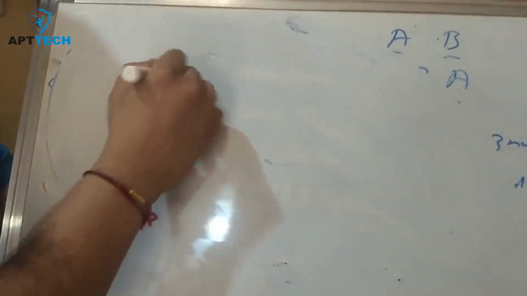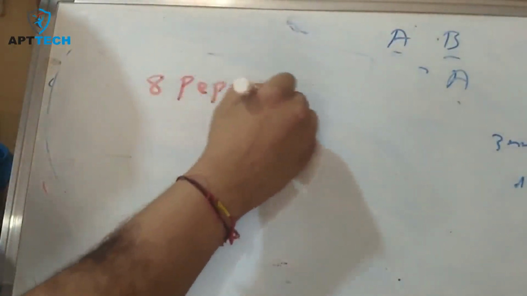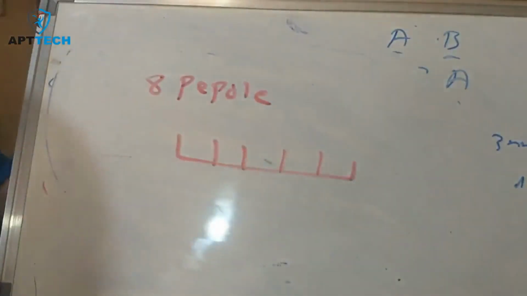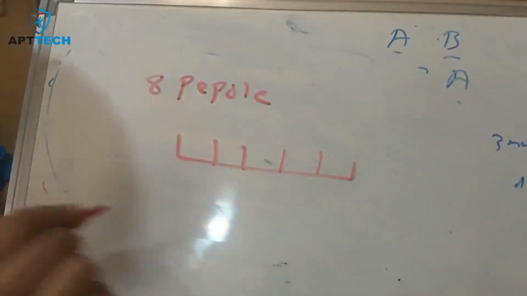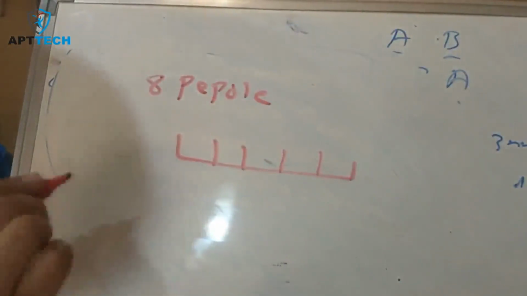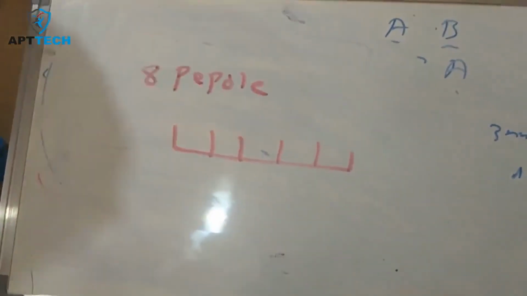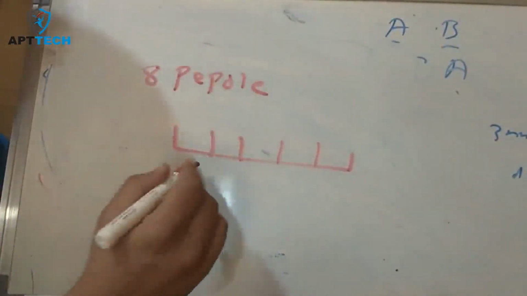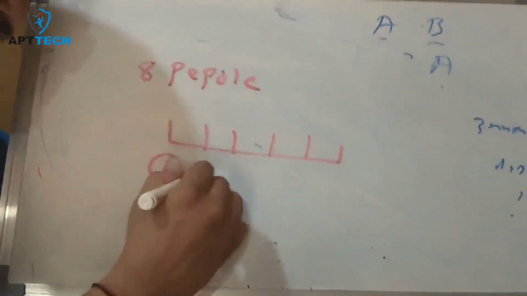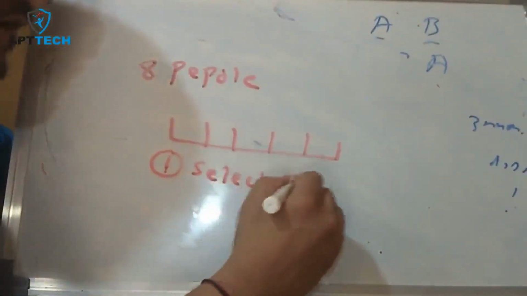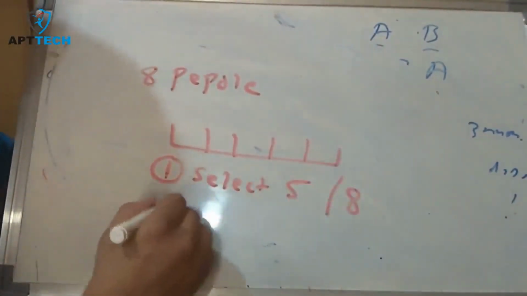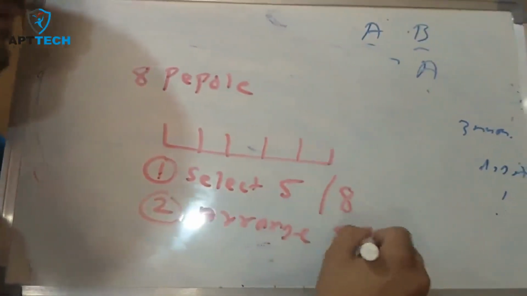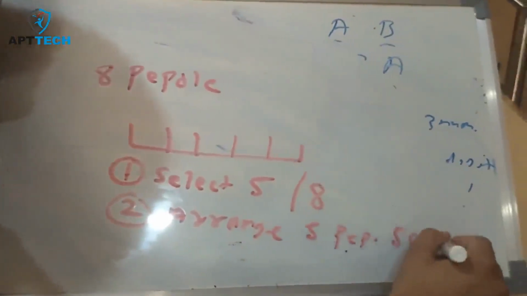Suppose 8 people enter into a railway compartment and they find only 5 seats. So here the first agenda would be to select 5 people out of 8 and then arrange those 5 people on 5 chairs.